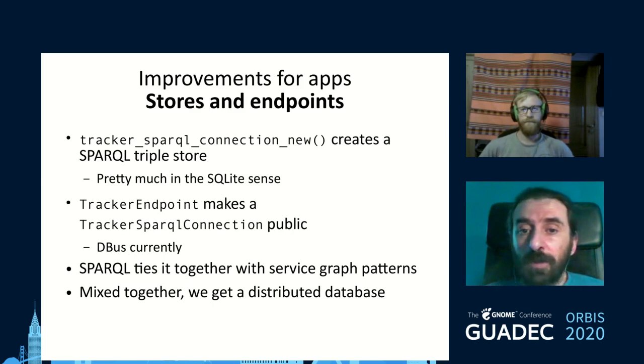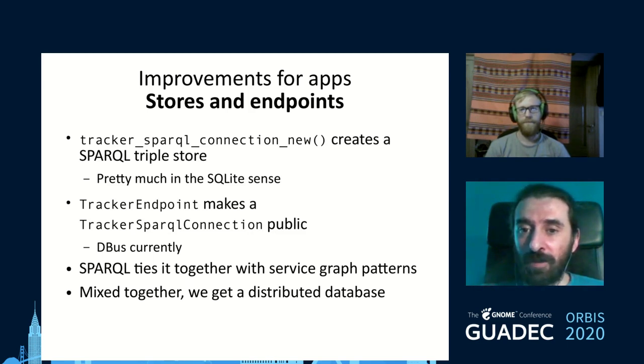And if you want to make it public, you have a tracker endpoint, which basically makes your connection public in whatever channel there is, or you specify. There is DBus currently. The spec defines HTTP endpoints and whatnot. We are not there yet. It's about the last document we are missing to implement, but almost there.